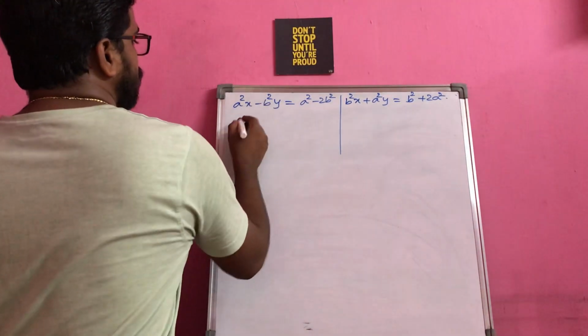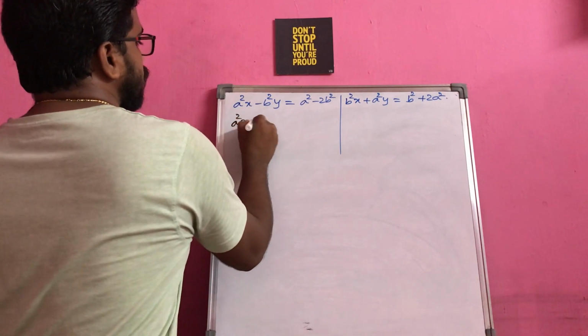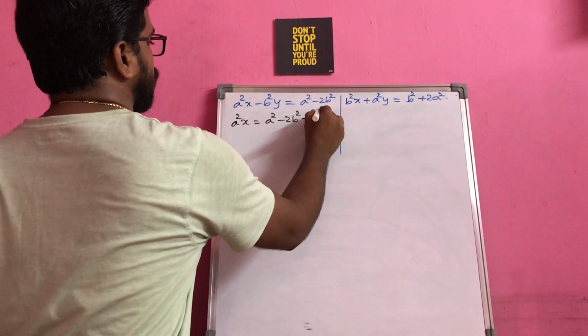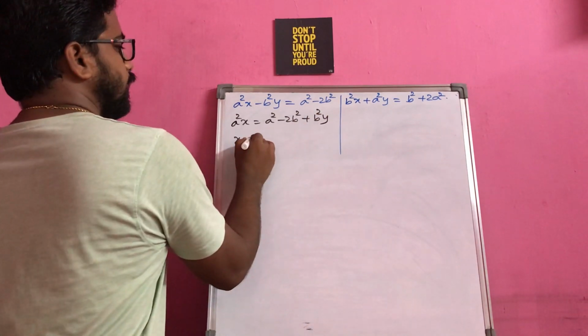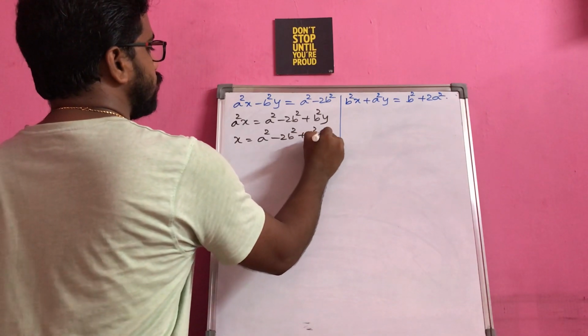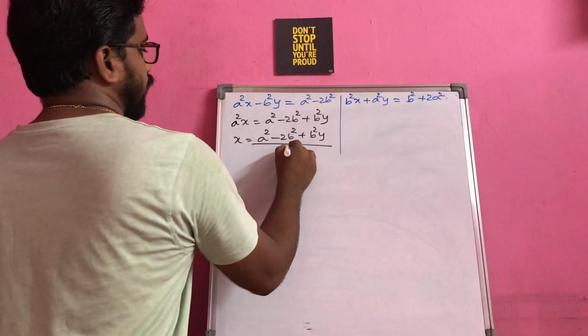I will go ahead with this because I am having a negative sign. If I send this to the other side, I will get it somehow positive. For that sake only I am going for this. You can take anything, no problem. x is equal to a square minus 2b square plus b square y divided by a square.